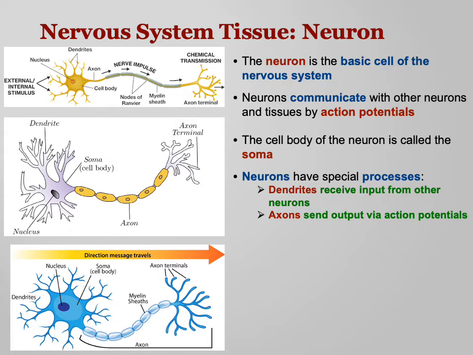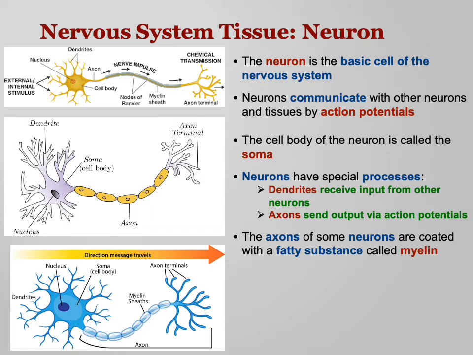So just get this straight right now. Dendrites are for input, the axon is for output. There are exceptions to that, but that'll get you through. That will work most of the time, all right? Dendrites are for things coming in, axons are for signals going out.